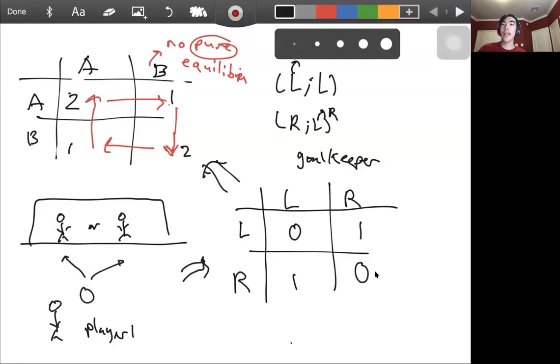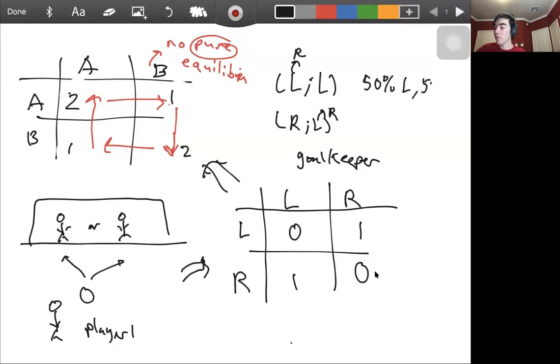But there obviously is an equilibria, which should be pretty clear. The strategy is just you have 50% left, 50% right for both of them. So you essentially just randomly choose left or right and you shoot.